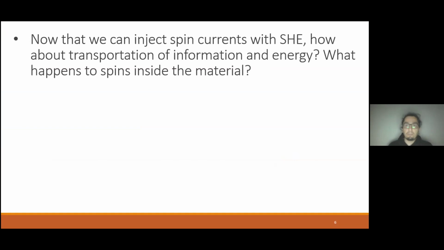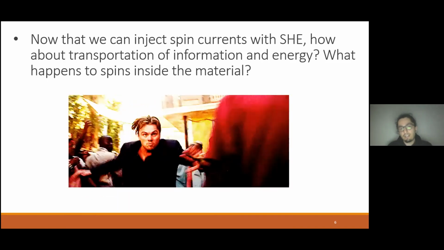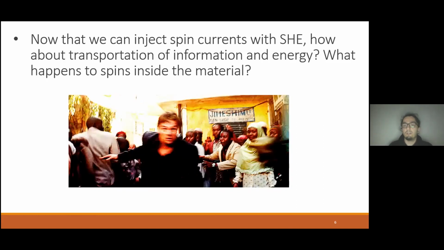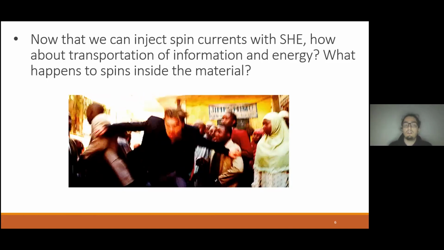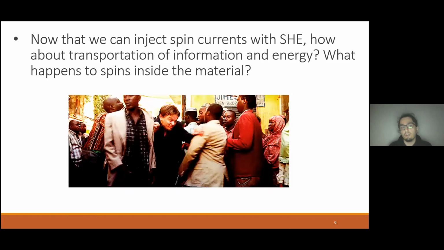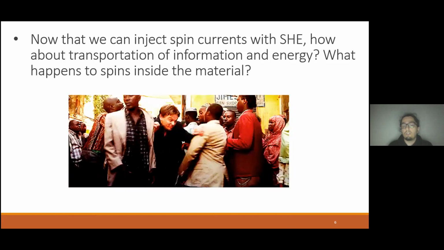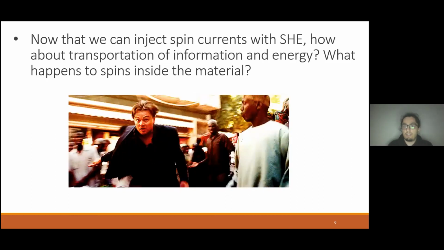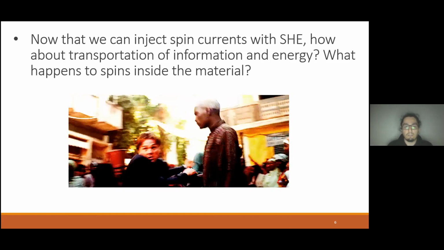Now that we can inject spin currents with the spin Hall effect, how about the transportation of information and energy? I mean, what happens to spins inside the material? As an example, we can show this video. If we say that Leonardo DiCaprio is our spin inside the material, we can see that its interaction with the lattice, other electrons, other spins inside the material during the transportation hurts our information and causes relaxation and dephasing. So there must be a way that we can actually protect the spin information and the energy of the spin from these interactions inside the material.